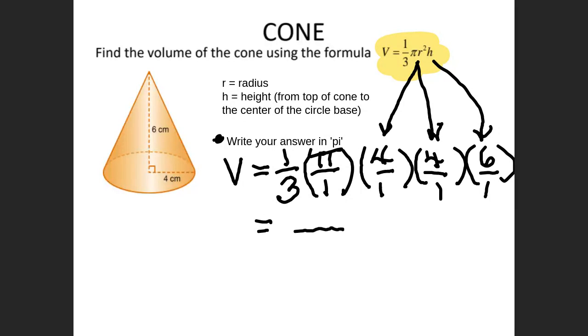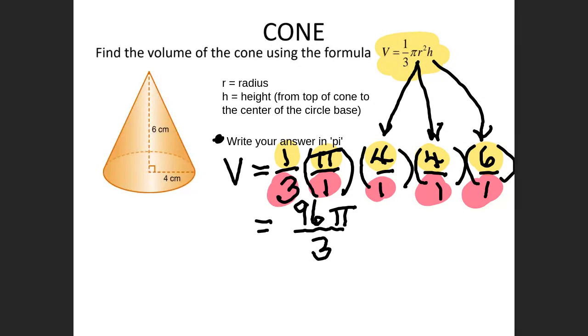That means you're going to take all of the numerators, this 1, this pi, this 4, and this 6, and you are going to multiply them together. But you're only multiplying the numbers. This will be 96 pi. Then you take all of the denominators and multiply them together. Well, it's 3 times 1 times 1 times 1 times 1.